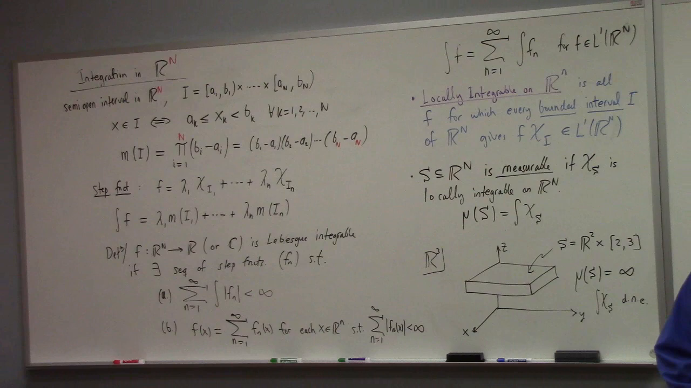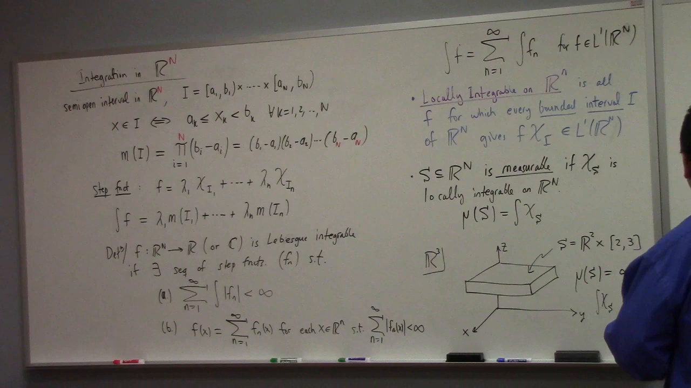All right. Now, a function f is called measurable if there exists a sequence of step functions such that fn goes to f almost everywhere. So f measurable.